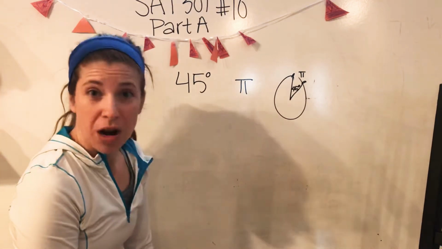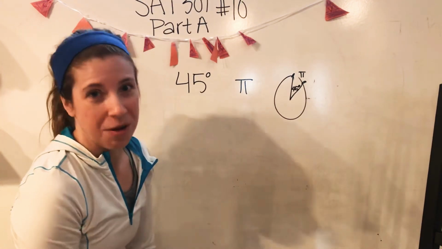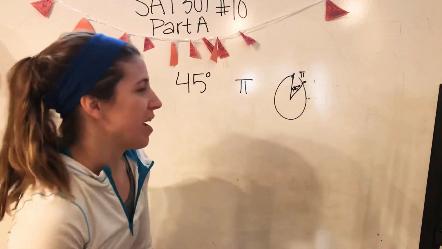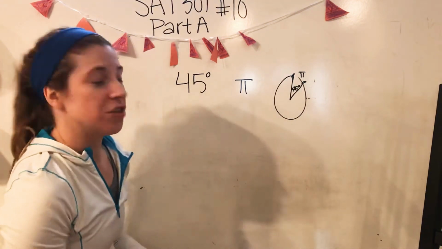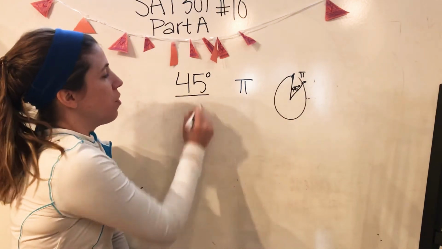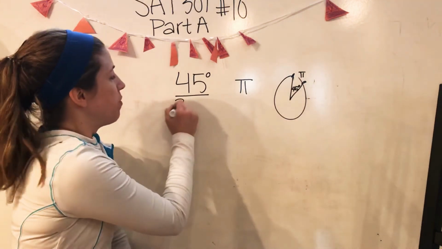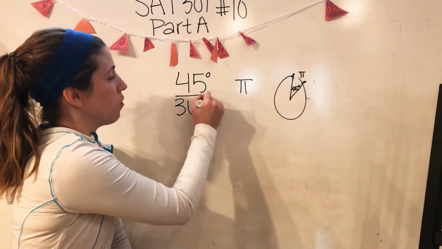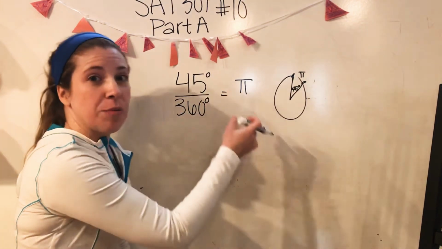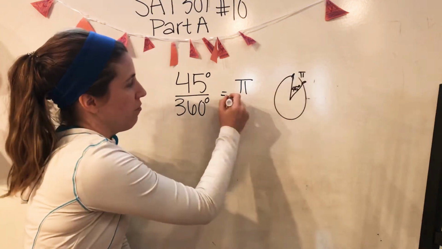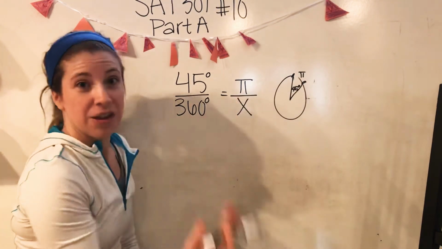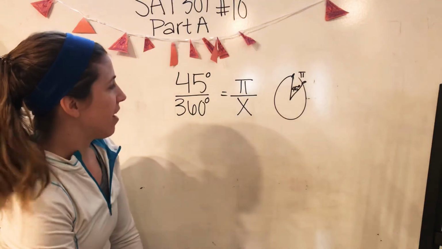I'm actually going to do this problem in two different ways. Being math, there's probably more, but these are the first two that came to mind. First way I'm going to do it is by building a proportion. 45 degrees we know is only part of the circle, so that would be 360 degrees is the total circle. And so then pi only represents a portion of the circumference, but we don't know the entire circumference, so I'm going to go ahead and call it x.